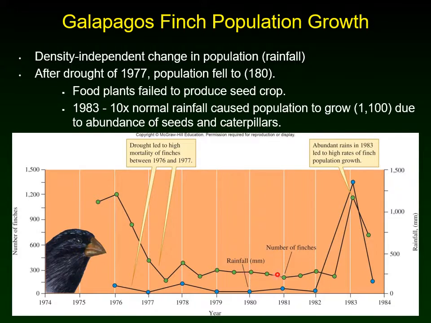And the rainfall here stayed fairly steady, and the number of finches stayed fairly steady. And then in the year when the rainfall shot up significantly, the number of finches also shot up significantly. So again, rainfall would be an example of a density independent factor.